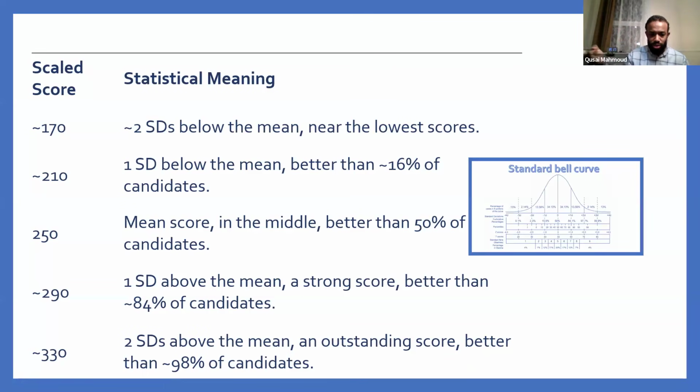If you are scoring 330, that means you are two standard deviations above the average. Two 40s, 40 and 40, above the average. That means you are better than 98% of the candidates. You are in the top 2%. So why is this important? We'll come to that later. You need at least to be at the average of one of the papers to get into radiology. This is statistically evidenced. If you are less than the average by far, it will be very difficult for you to compensate and to score enough to get into radiology.